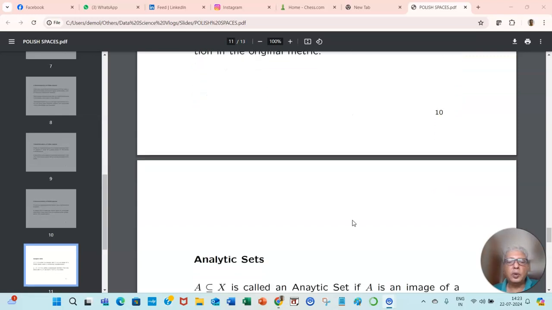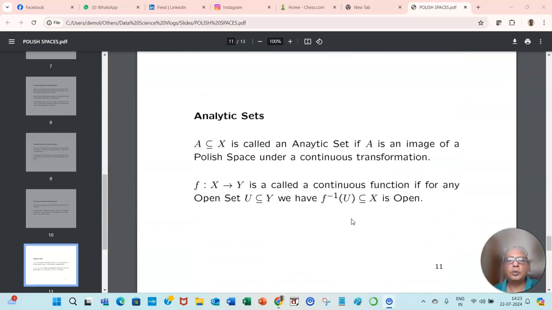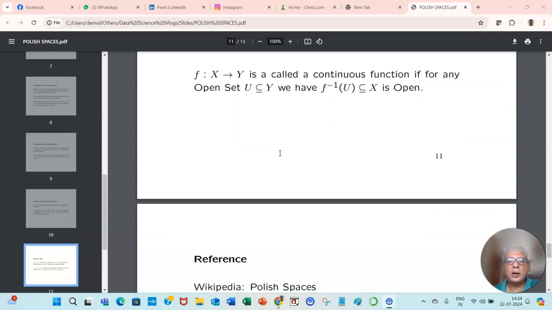So why am I talking about Polish spaces? I have a plan to go on to study analytic sets and to talk about the beauty of the structure of analytic sets. A subset of X is called analytic if A is an image of a Polish space under a continuous transformation. So what is a continuous transformation? A function f from X to Y is continuous if for any open set U subset of Y we have f inverse of U, a subset of X, is open. That is the definition of a continuous function. And any analytic set is a continuous image of a Polish space. I have plans to study analytic sets.